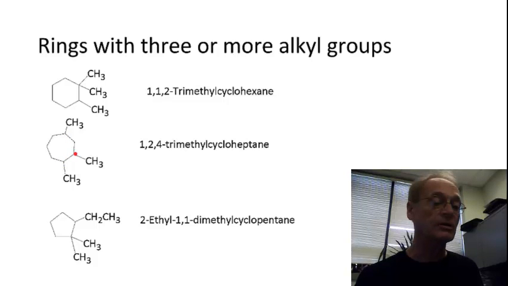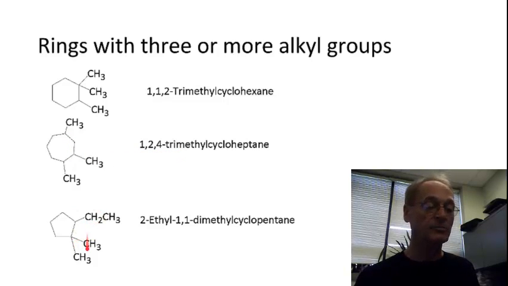If we start here and go to the first branch point as soon as possible, that's that one, so that's number 2. And then 3, 4, 5, 6. We don't get to the next branch point until carbon 6. Whereas if this is number 1, we go 1, 2, 3, 4. We don't get to the next branch point until carbon number 4. That's less than 6, so therefore that's number 1, 2, 3, 4, and we call it 1, 2, 4 trimethyl cycloheptane. And finally, what about this one?